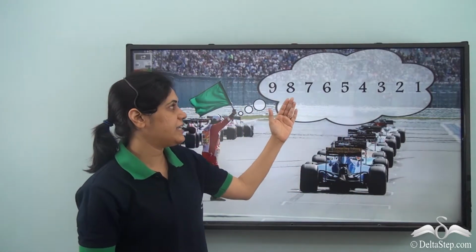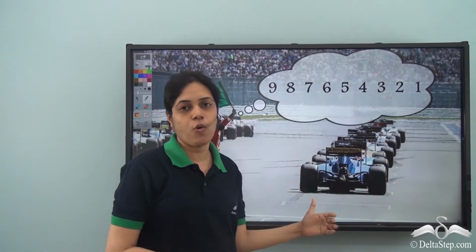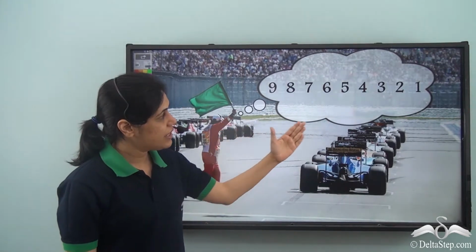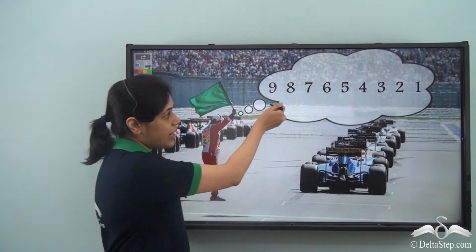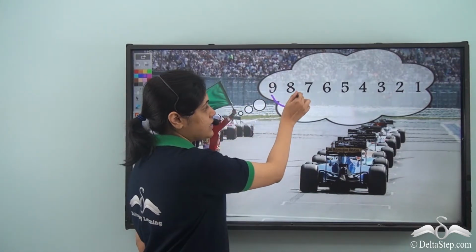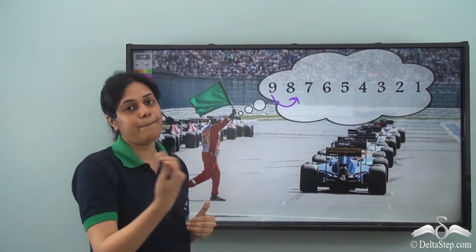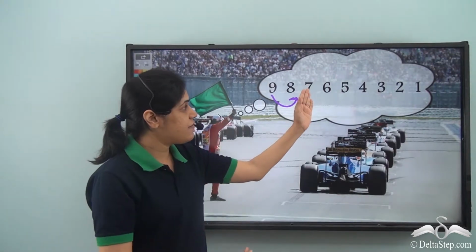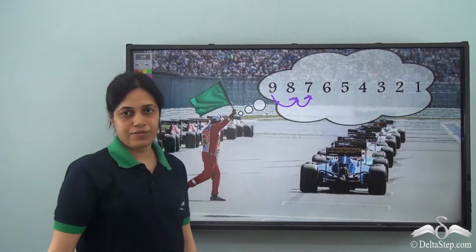So 9, 8, 7, 6, 5, 4, 3, 2, 1, go. But how exactly is he counting? Just see, it's very different from what we had in the earlier case while playing hide and seek. So from 9, he's moving to 8, which is not one step ahead. It is one step back because 8 comes before 9, 7 comes before 8. So he's moving one step back.